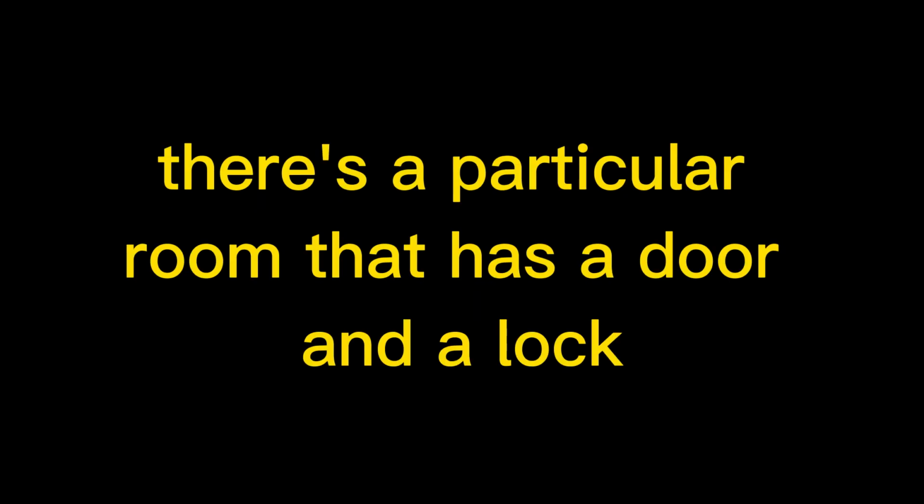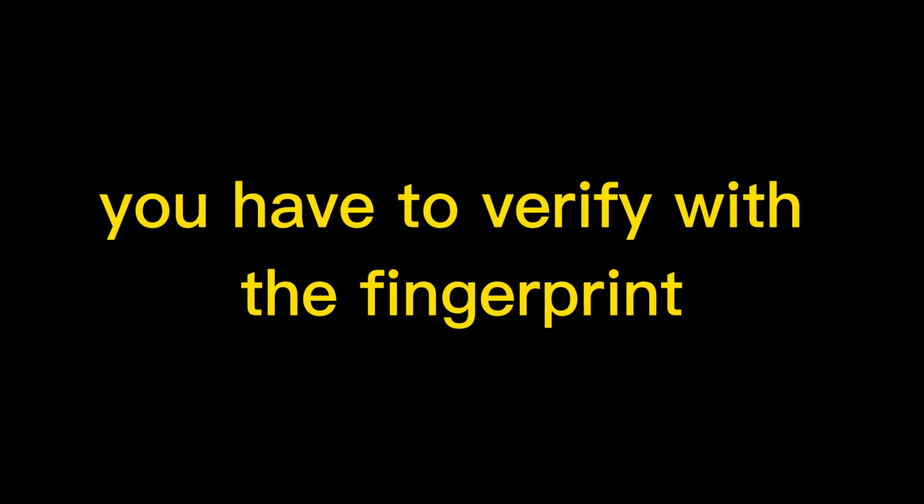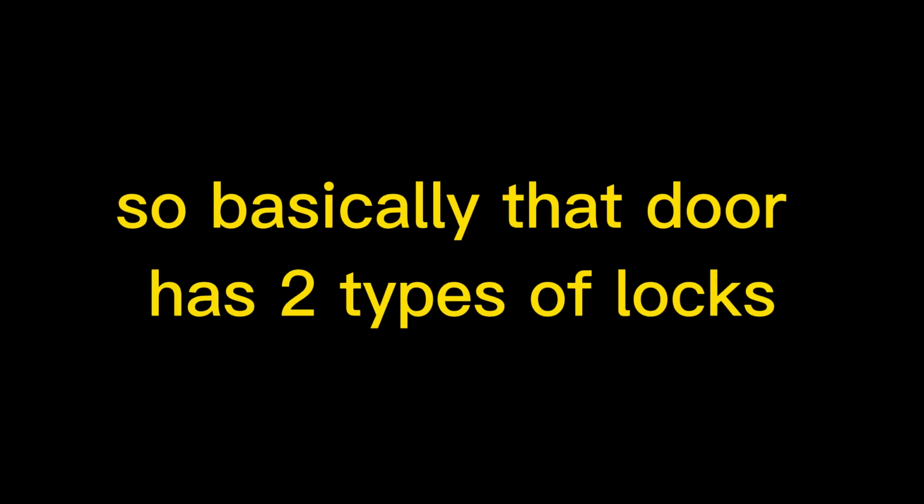Now let me explain what it is in clear terms that you understand. So basically, let's put it this way. There's a particular room that has a door and a lock. That door has about 2 locks, so it has 2 steps. Before you enter, there is a lock, so you have to unlock that first lock, and then before you enter again, you have to verify with a fingerprint. So basically, that door has 2 types of locks.